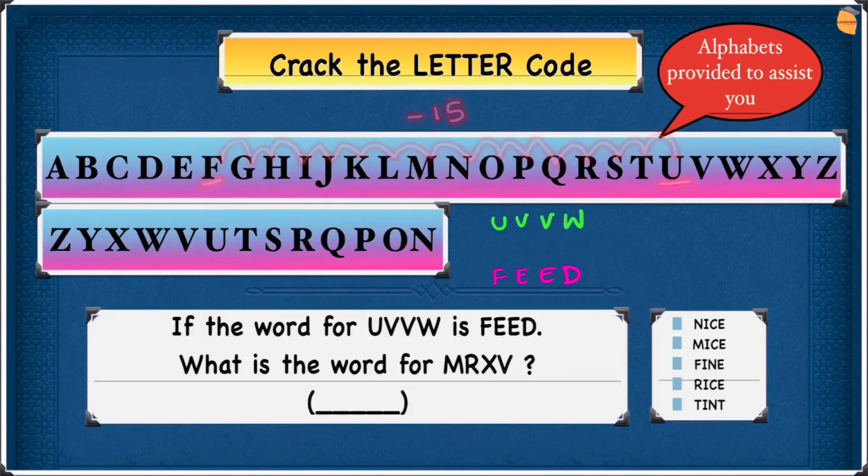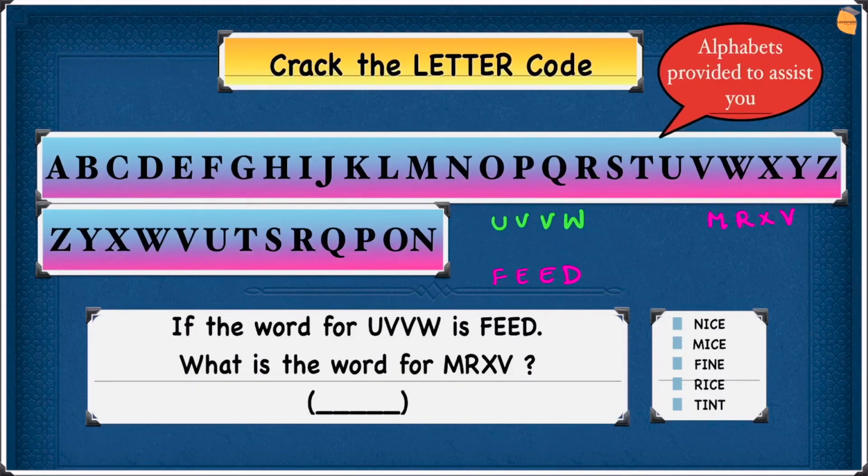So that means we will have to do the same thing for MRXV. So first let's write MRXV. So it's minus 15 from U to F. MRXV. So minus 15 from here. But if we do it in this way, we're not going to get a word that is meaningful and real. But if we do, the word is not going to be in the multiple choice. So we have to find another way these words are formed. So in another way the code and the word is formed.